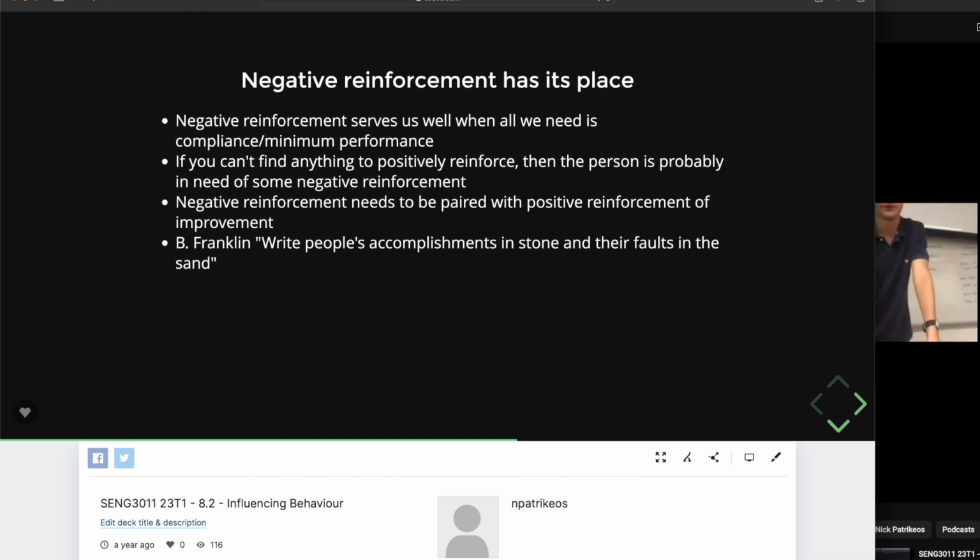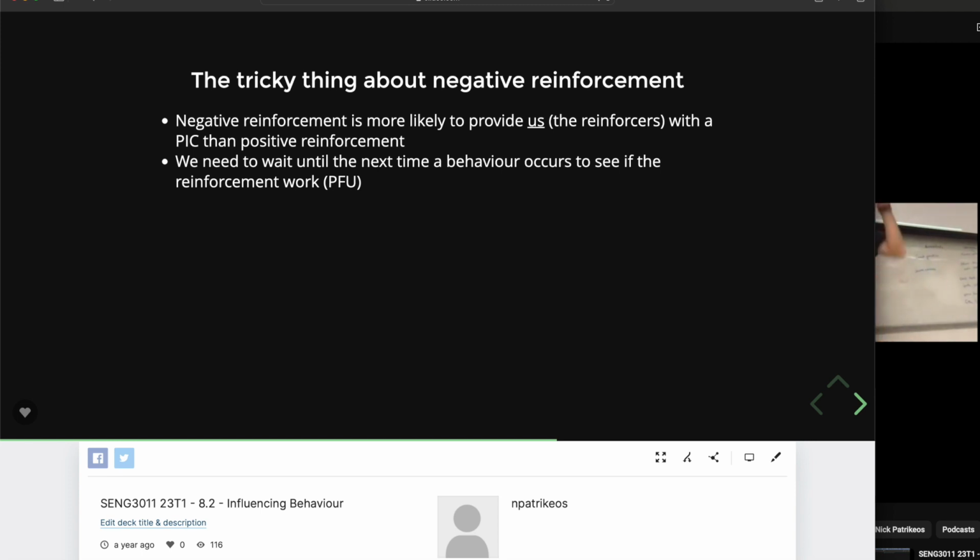Now, the tricky thing though is, if I said, okay, everyone has to come to the lecture next week, or else you fail the course, next Wednesday, everyone's here, right? So negative reinforcement is more likely to provide us, as the people doing the reinforcement, with a positive, immediate, certain consequence than positive reinforcement. Because the thing about negative is, it immediately happens because people want to escape the bad consequence. Whereas with positive reinforcement, you have to wait until the next time you positively reinforce them, and then you have to see, well, did that work the next time around? So it takes longer. So that is a positive future uncertain for us.